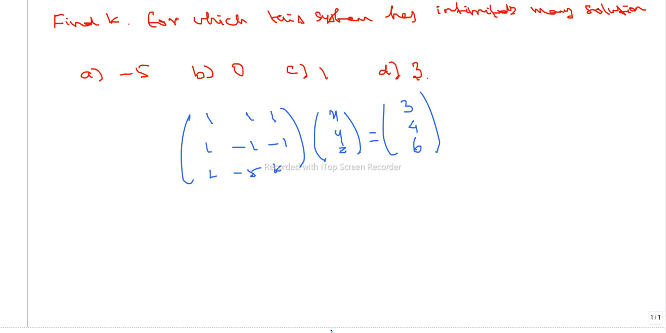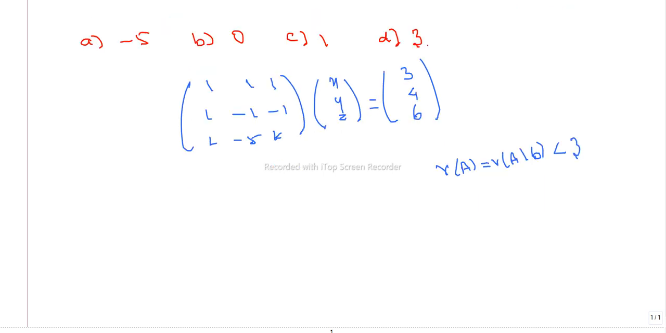When the system has infinitely many solutions, first, when a solution exists, the rank of A and the rank of the augmented matrix should be equal, and this should be less than 3, because 3 is the order of the matrix. Both ranks should be less than 3 and equal. So first you have to find the determinant of this matrix. If the determinant is 0, then the rank cannot be 3. Okay, from that we can conclude it.